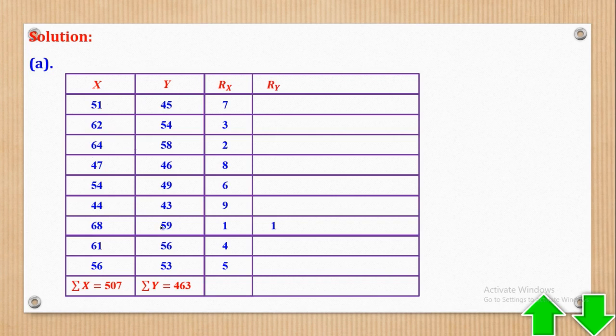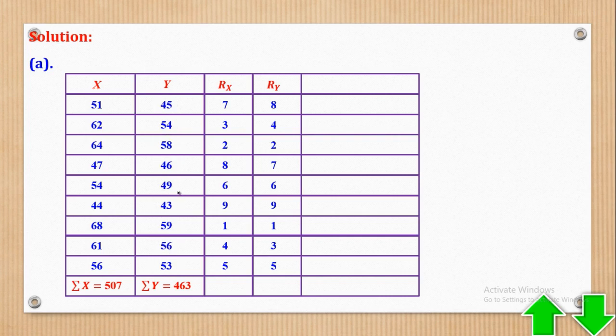So ranks of y: the highest is 59, which takes rank 1, followed by 58, which takes rank 2, followed by 56, which takes rank 3, followed by 54, which takes rank 4, followed by 53, which takes rank 5, followed by 49, which takes rank 6, followed by 46, which takes rank 7, followed by 45, which takes rank 8, and lastly 43, which takes rank 9.